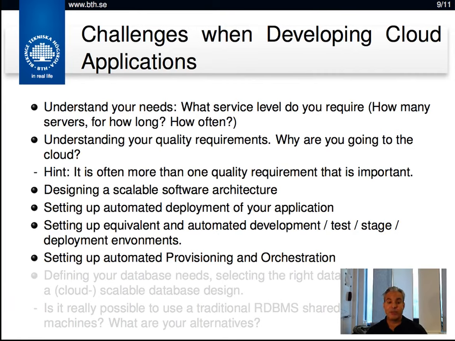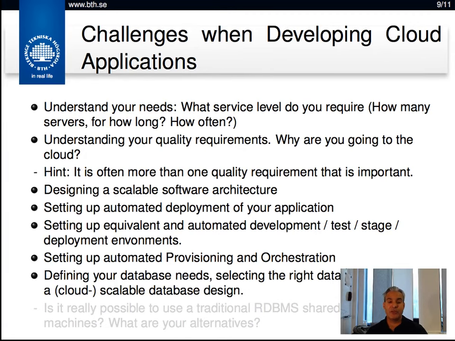Automated deployment of your application was one. Automated provisioning and orchestration, making sure that your software stack is installed before you deploy your application. So if you're using Ruby, for example, or Ruby on Rails, then that you have the right version of Ruby on Rails, that you have the right version of Ruby, that you have the right version of all the frameworks that go into your application before you actually deploy your application.